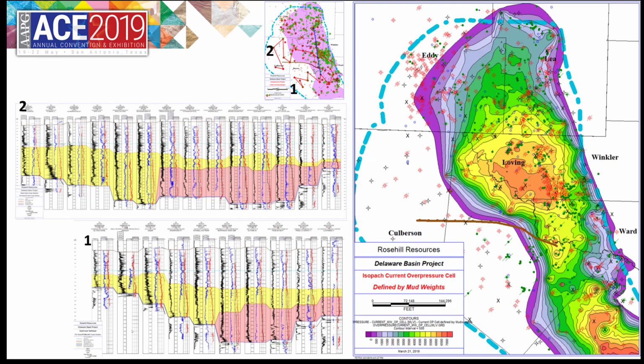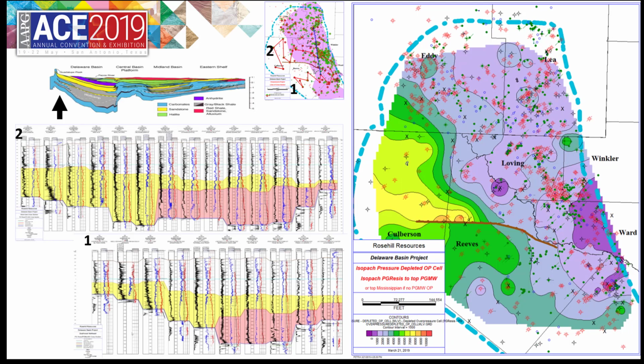And then, what's the current overpressure cell? This is just the isopach of the pink. Here's the current overpressure cell. So what happened here? And this is only the isopach of the yellow. All of this area was overpressured, and it has since leaked off due to the uplift of the western side of the Delaware Basin, starting in Laramide times. This has been at least 3,000 feet of uplift and erosion on the west side of the Delaware Basin.